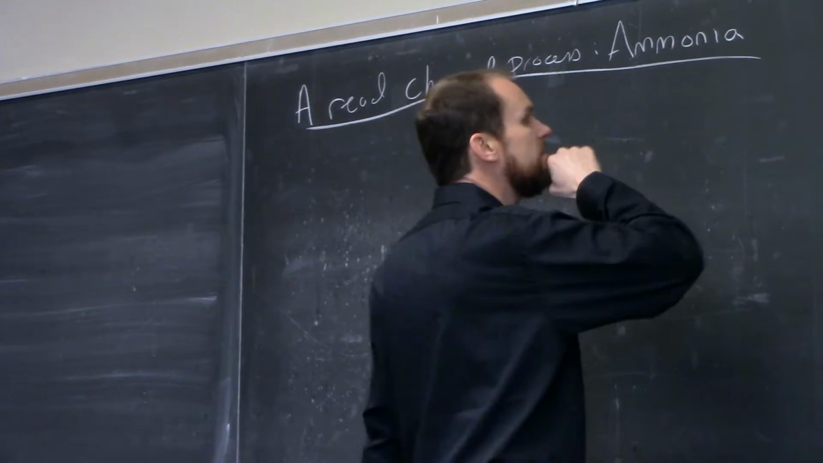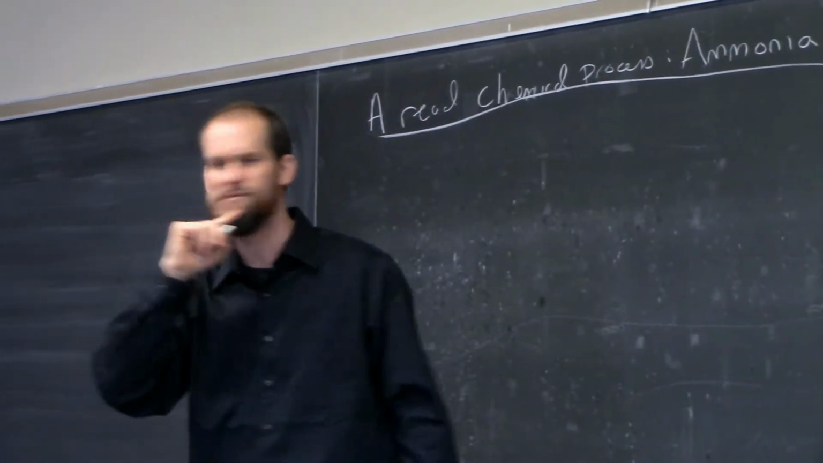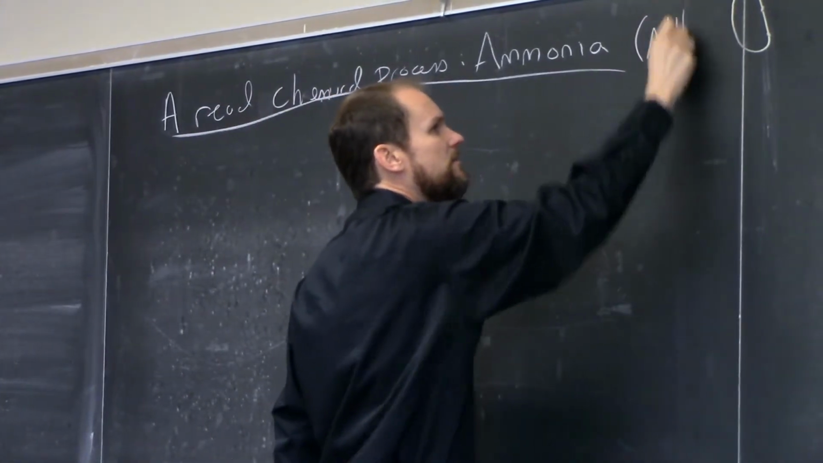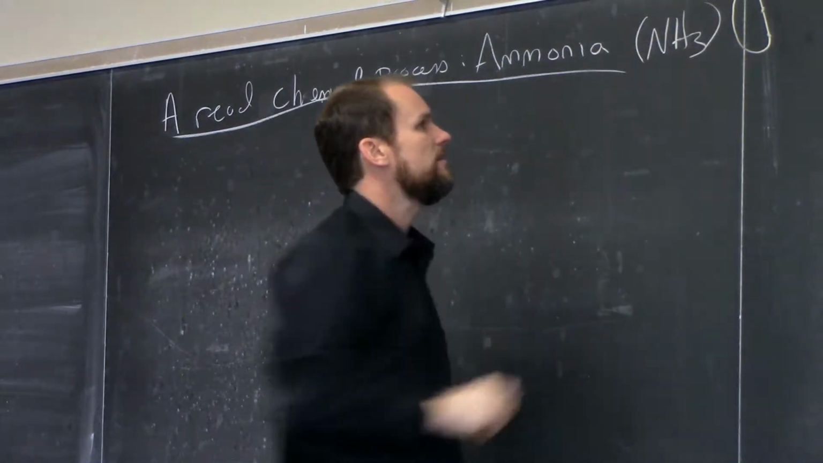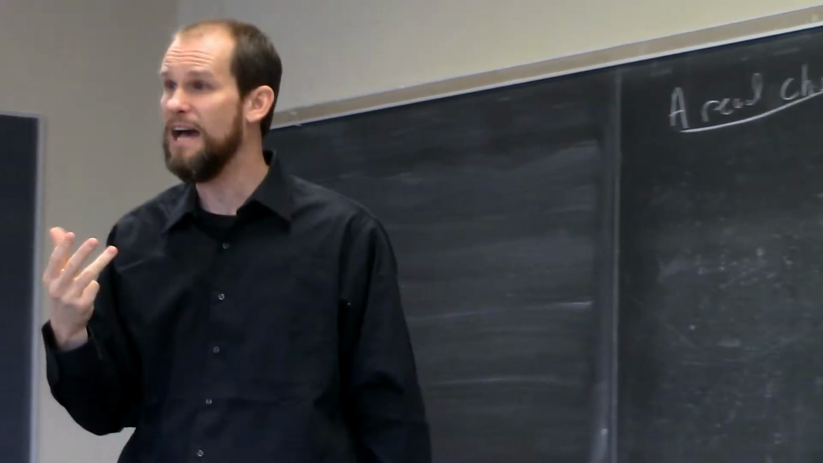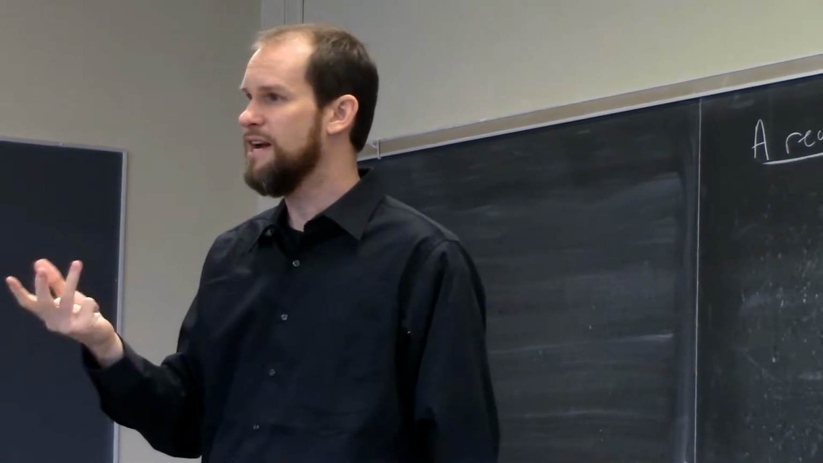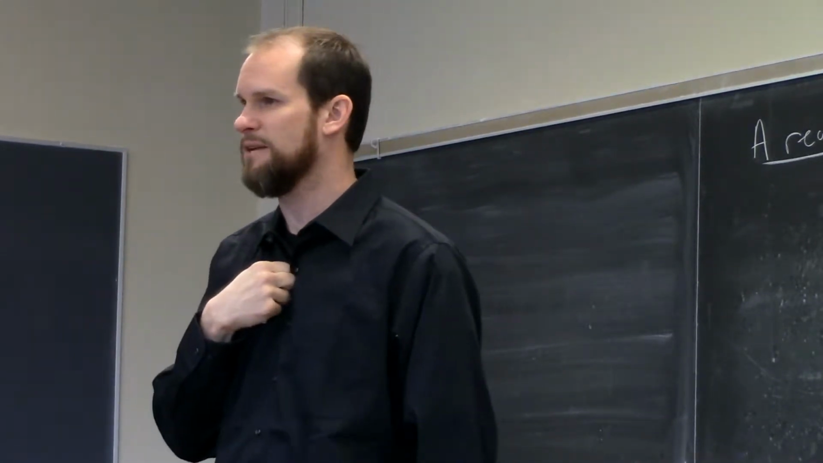So ammonia, what's the formula for ammonia? This is NH3. So one nitrogen atom and 3 hydrogen atoms. This is our source for nitrogen. Where's the source for nitrogen for your body? Where do we get nitrogen from?